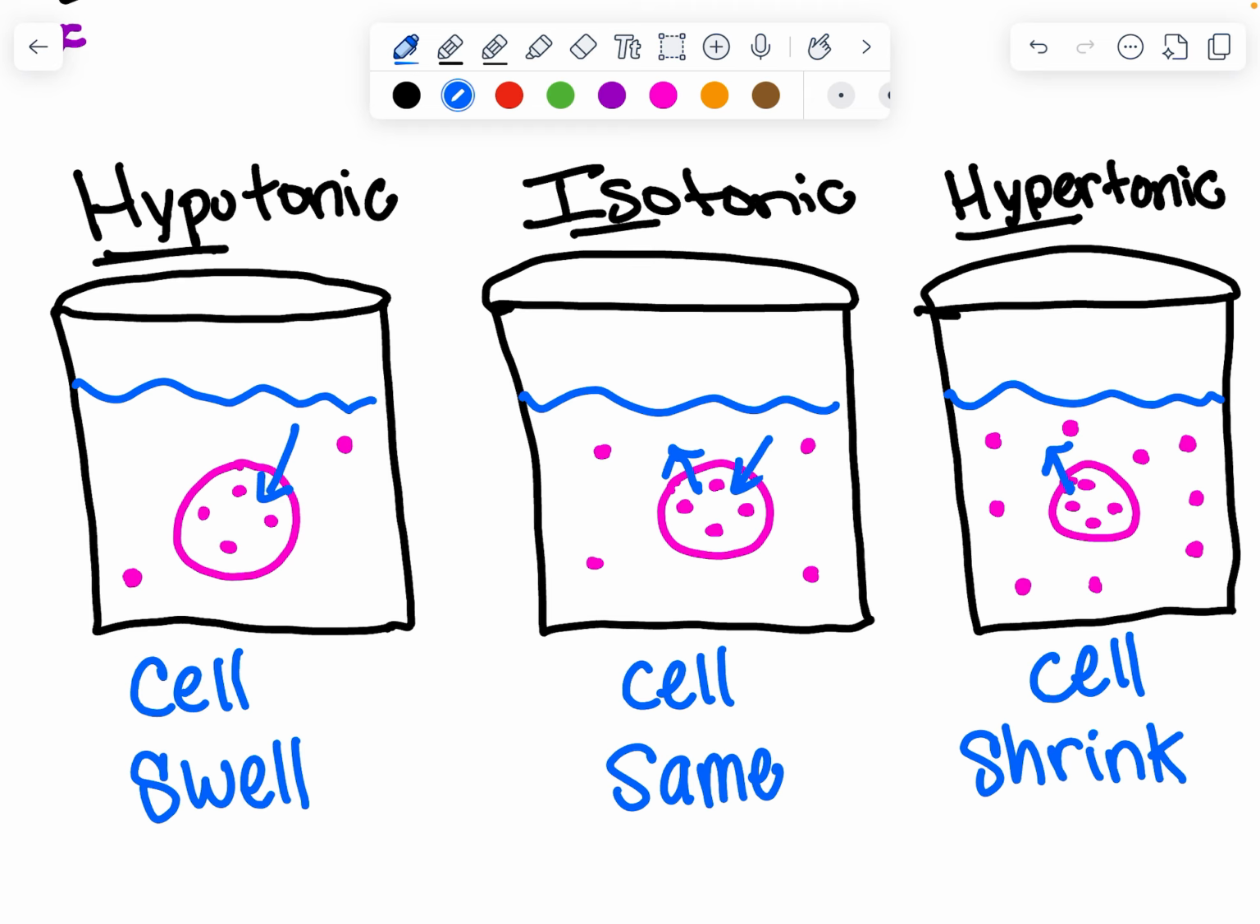Now think about how this would pertain to cells in your body, such as red blood cells within the fluid that is your blood. If we wanted to build up fluid in the blood, we would need to give you IV fluids, and we would want those fluids to be isotonic to your cells, because we do not want to change the structure of your cell by having it swell or shrink, because if we change the structure, we change the function. Therefore, it is always best to give an isotonic solution so that the cell remains the same.